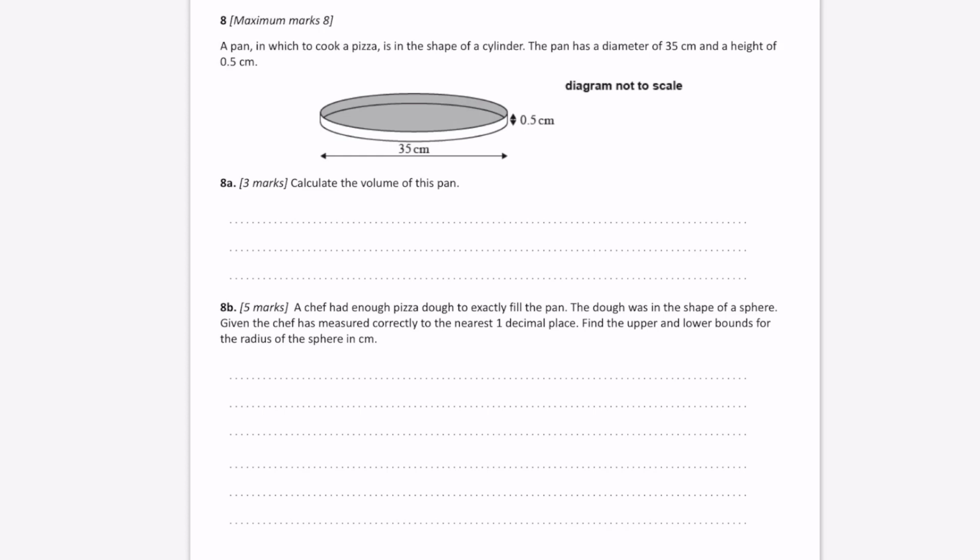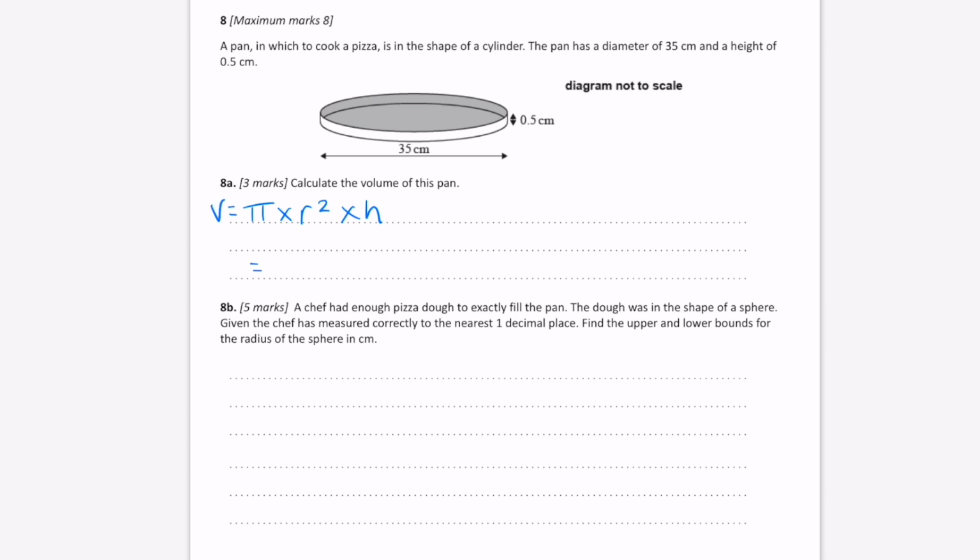So question 8 tells you that we have this pan, which is in the shape of a cylinder, that we are going to be creating a pizza in, or using to cook a pizza. So the first part asks you to calculate the volume of the pan. To do this, we're going to be using our volume formula for a cylinder. So that's pi times r squared times the height of the cylinder, and that's going to give us the volume.